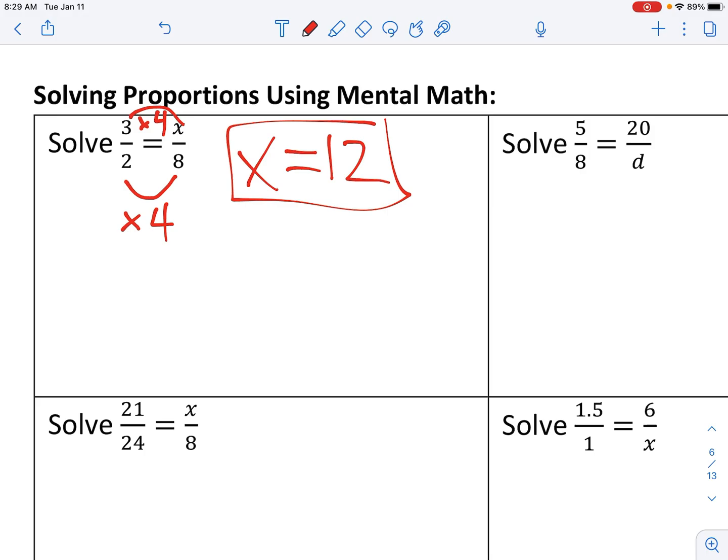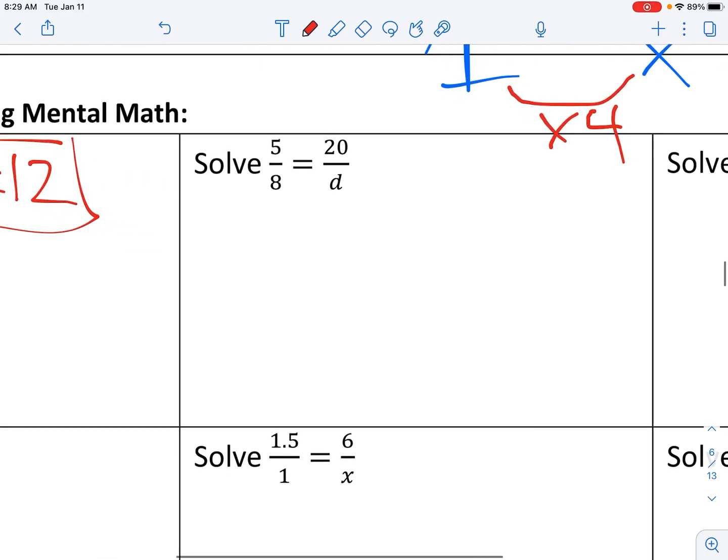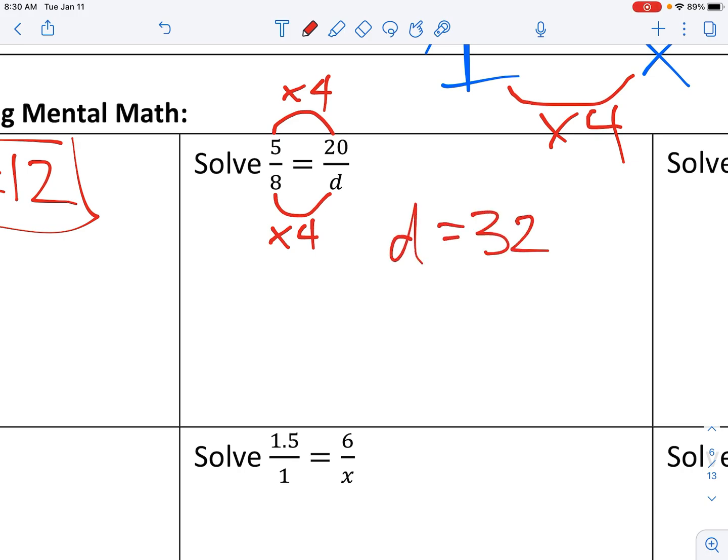Okay, so it's very simple. You're just using your mental math. On this one, up top, we're going from 5 to 20. We're multiplying by 4 because 5 times 4 is 20. Again, if you don't know that, just do how many times does 5 go into 20, or put it in your calculator. Whatever we do to the top, we have to do to the bottom. So we have 8 times 4 on the bottom, which is 32. So d equals 32.